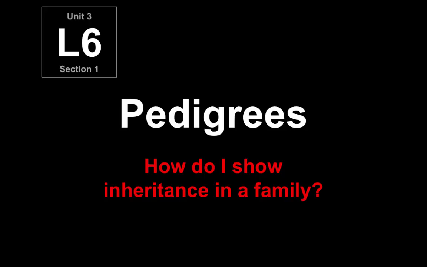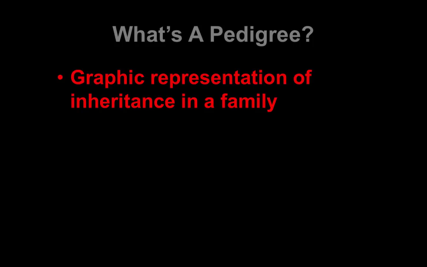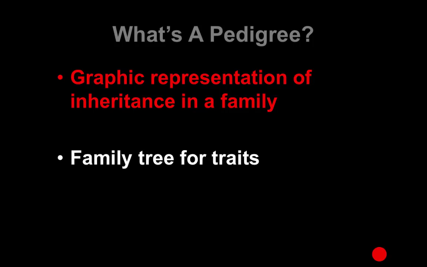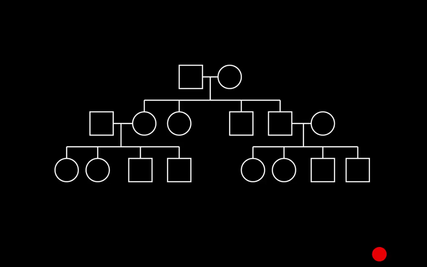In this lesson, we're going to look at pedigrees and how you show inheritance in a family. So basically, a pedigree is just a graphic representation of inheritance in a family. Or you can kind of think of it like a family tree, but for traits. This is what a pedigree might look like.